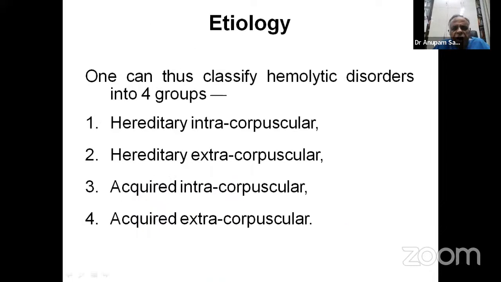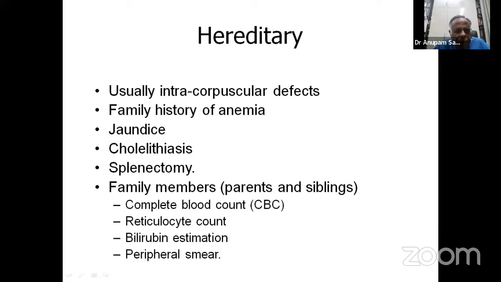So one can classify hemolytic disorders into four groups: hereditary intracorpuscular defects, hereditary extracorpuscular defects, and acquired intracorpuscular and acquired extracorpuscular. What I mean to say from this is that defects inside the RBCs could cause a hemolytic anemia, and some defects outside the RBCs, for example antibodies against the RBCs, could also cause a hemolytic anemia. Coming to each, in hereditary, usually it is intracorpuscular defects, with family history of anemia, jaundice, cholelithiasis, splenectomy. And you should get the CBC, retic count, and bilirubin estimation with the peripheral smear done in the sibs and the parents.